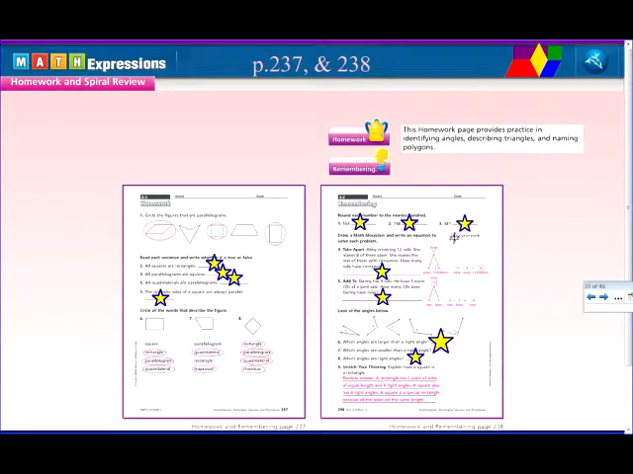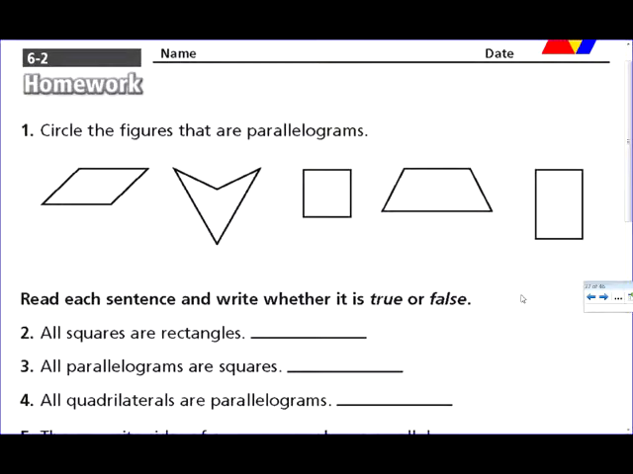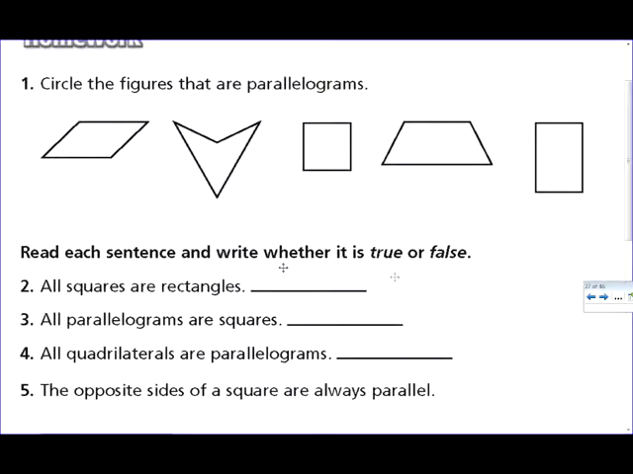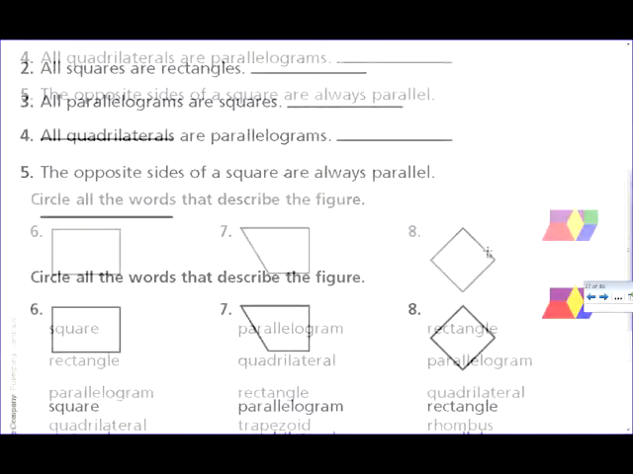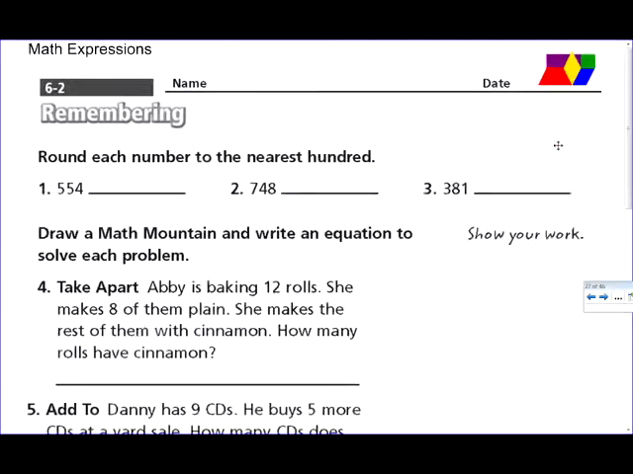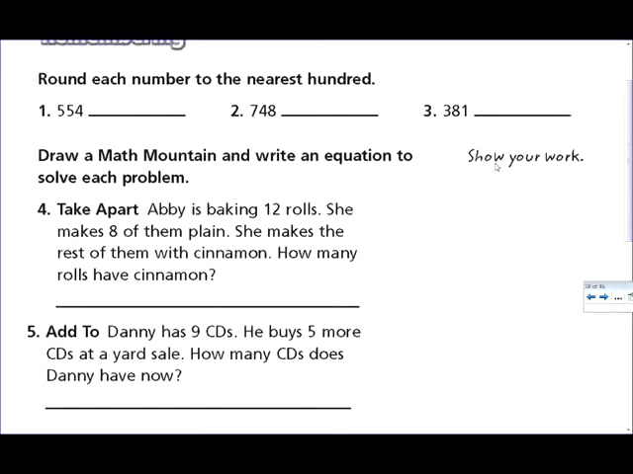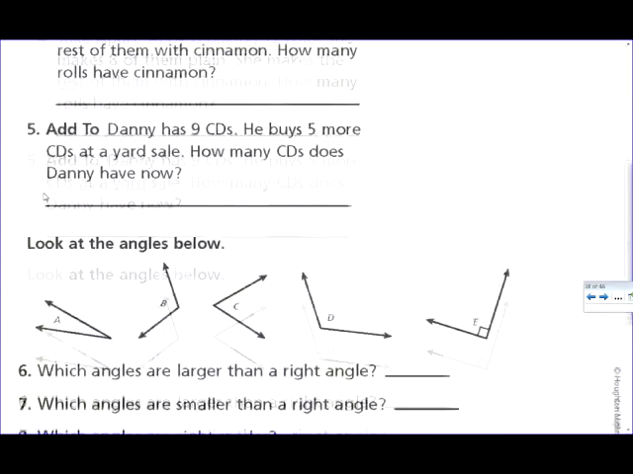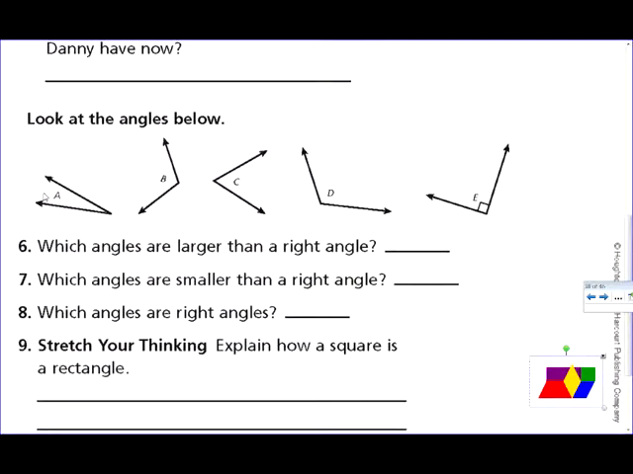Well, our homework will be 2 pages long, about 17 questions. Notice it's everything that we've talked about today. Read each sentence and write whether it is true or false. All squares are rectangles. True or false? Look at the definition and see if you can figure that out. Also, you're going to have to describe these shapes, and you have to come up with maybe several things that those shapes could be. For review, you have to round some numbers and do some mountain math. Also, you're going to have to be paying attention on Monday because you're going to have to tell us what these angles are. Which ones are right angles? Which ones are smaller than right angles? And explain how a square is a rectangle.